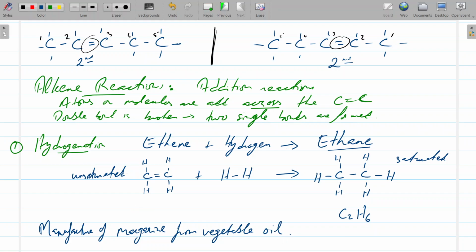Achha, what are the conditions for this reaction to take place? You need 200 degrees centigrade of temperature, plus a nickel catalyst. All right. What is a nickel catalyst? Nickel is a transition metal, and a catalyst helps speed up the reaction.